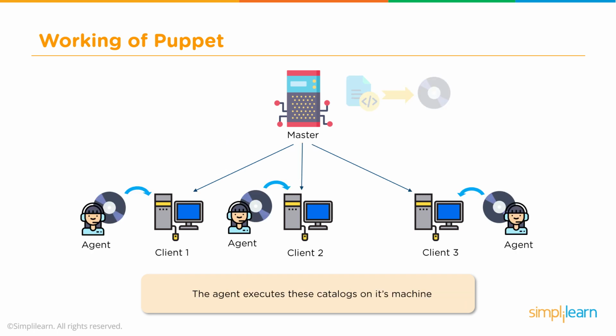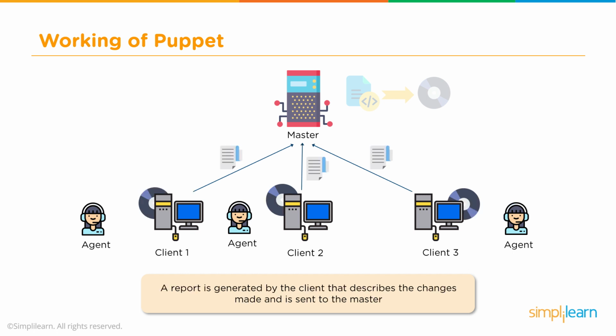Now remember those agent services which existed in your clients? Here's where they come in. The agents take the catalog and execute them on the client. Once executed, these catalogs make the required changes on the client and a report is generated. This report is then sent back to the master. So the master keeps record of all the changes that's made in the system, and this comes very handy when one of the systems fail and it's required to be rolled back to its previous working state.